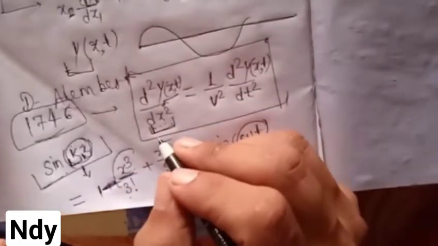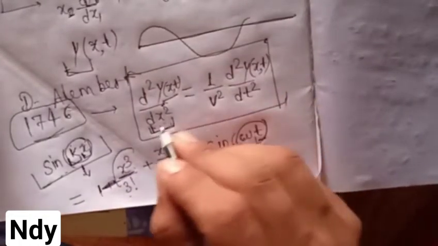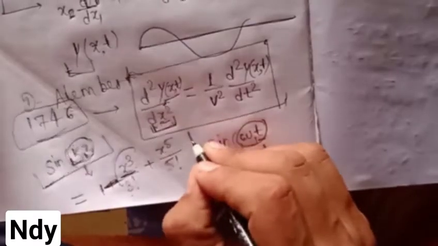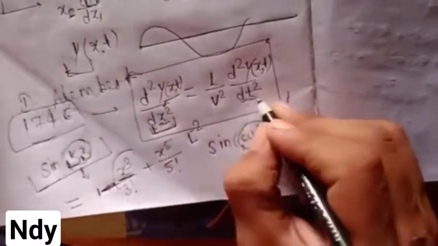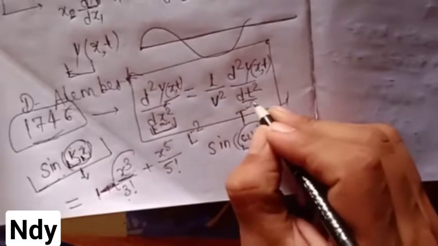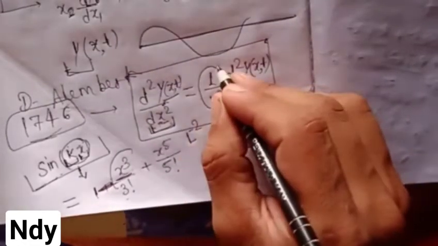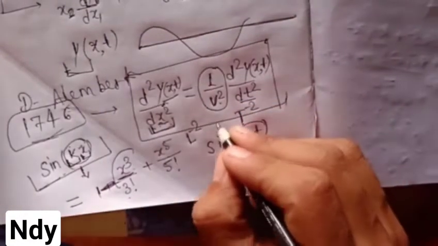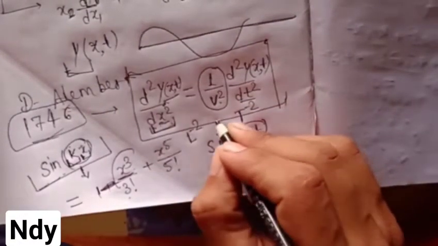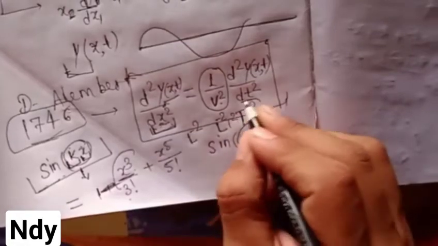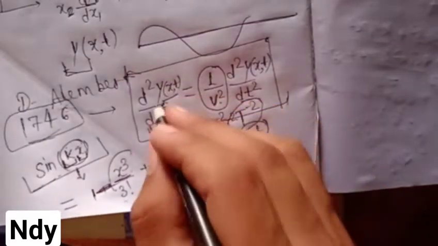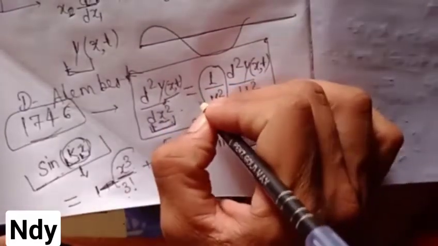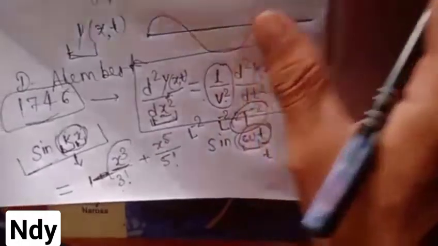So the dimension of d2y by dx2 will be, if it is position, L to the power minus 2, and here this will be T to the power minus 2, and the dimension of this is 1 upon velocity, inverse, so this will be L to the power minus 2 T squared. So this should be dimensionally consistent. One can remember this equation easily using dimensional analysis.